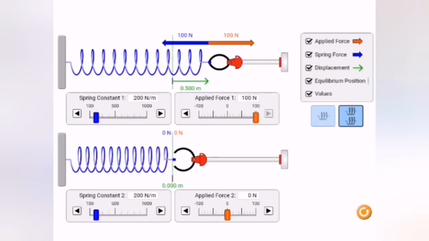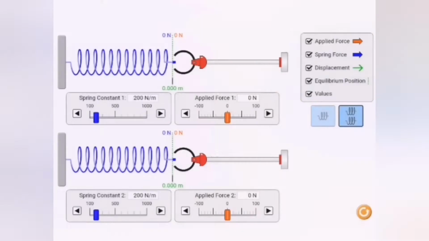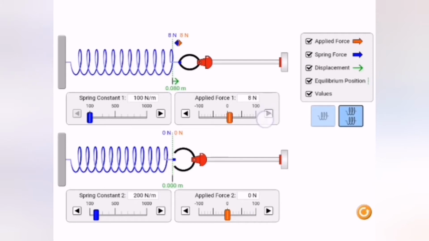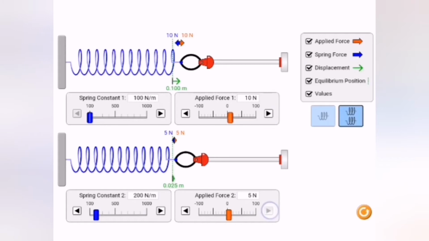We have been given the spring constant and applied force. There are two springs on the display. First spring constant with 100 Newton per meter and the second spring constant with 200 Newton per meter. This one 100 Newton per meter and this one 200 Newton per meter. So we put 10 Newton force on both spring. This one 10 Newton and this one 10 Newton.